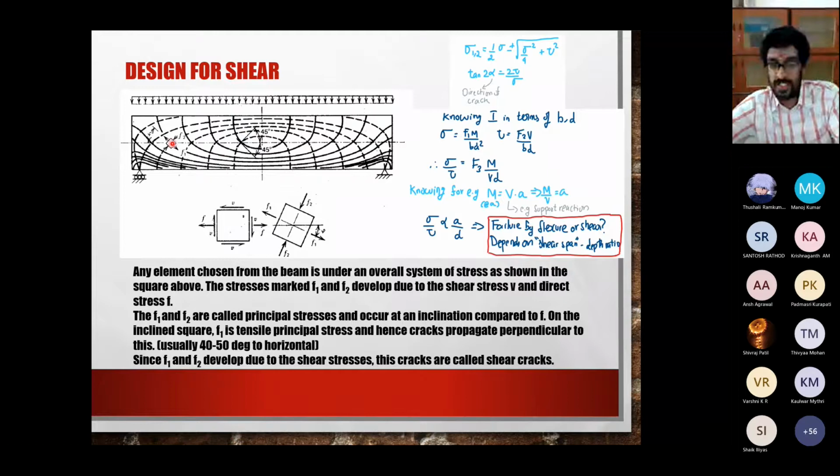So shear span is very easy to find. If you have a point load, then shear span is basically the distance from the support to the point load. If you have a uniformly distributed load like this, then the shear span is to be calculated at every section separately.